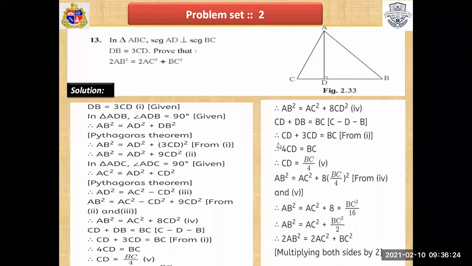So again we see this question. First, write down the condition, apply Pythagoras theorem in this triangle and then this triangle, find the value of AD square, then substitute the value of CD square, and you will get equation 3. Then CD plus DB is equal to BC, find the value of BC in terms of CD, so CD is equal to BC by 4, then substitute in this triangle. Next question.